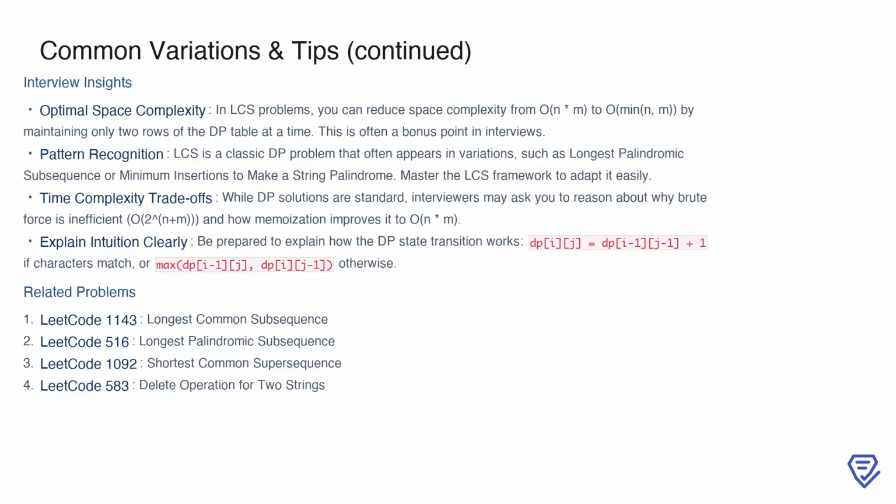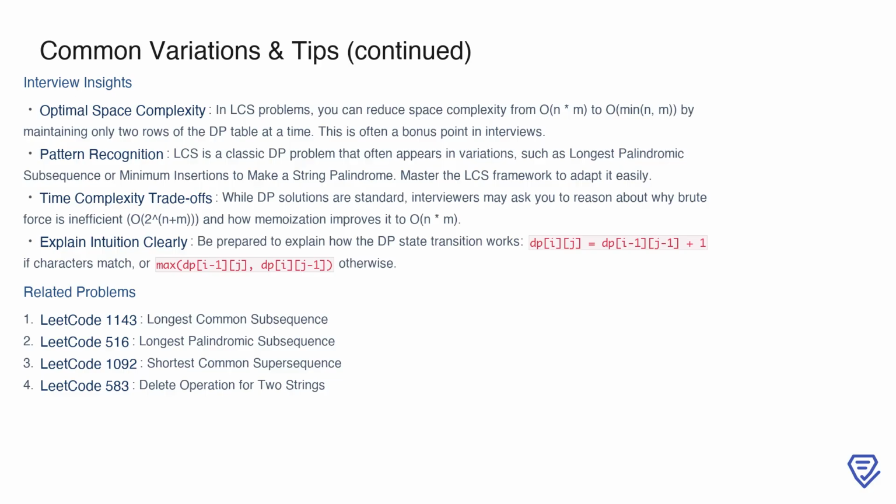Now, let's consider some key insights that are particularly relevant for interviews. One optimization to keep in mind is reducing the space complexity of the DP solution. Instead of using an O(n*m) table, you can maintain only 2 rows at a time, reducing space usage to O(min(n, m)). This kind of optimization often earns bonus points with interviewers. It's also important to recognize that the longest common subsequence framework is a foundation for many related problems, such as finding the longest palindromic subsequence or determining minimum insertions to make a string palindrome. Mastering this framework enables you to adapt quickly to variations.